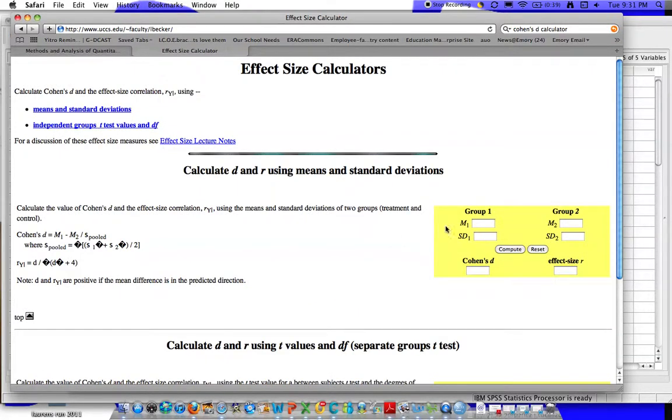The information that you need to calculate Cohen's d is the mean for group 1, which we know is 562.20. You need the standard deviation for that group, which is 60.52. And then you need the same information for group 2. So the mean is 568.10, and the standard deviation is 72.51. Compute. And there you have it. Cohen's d is negative 0.088 or 0.09.